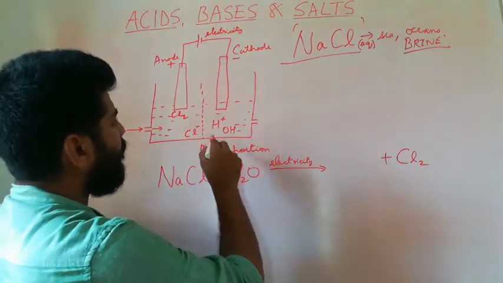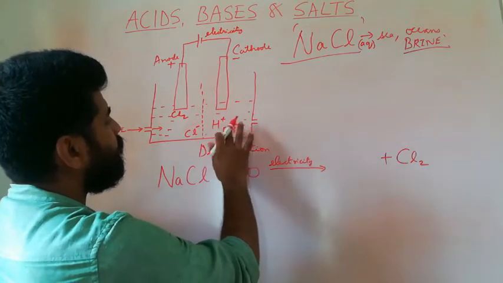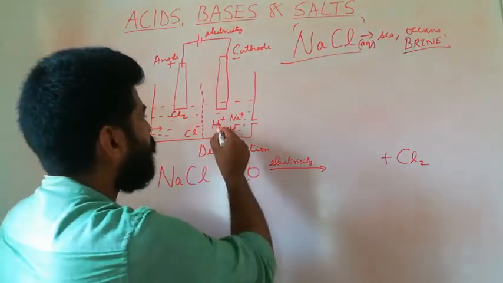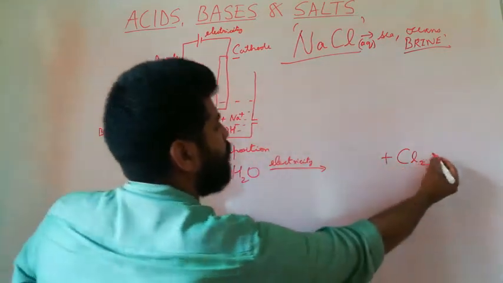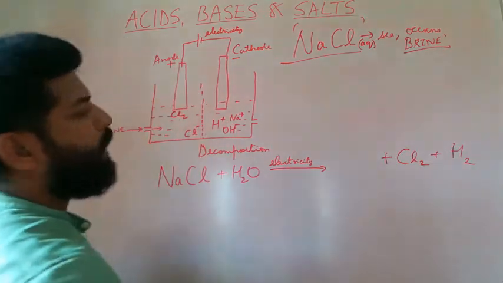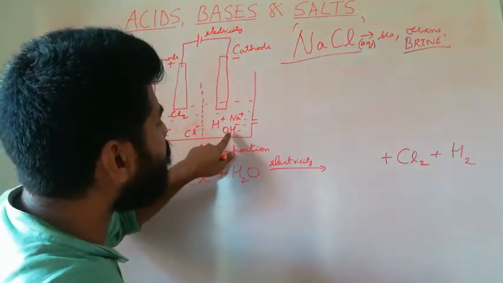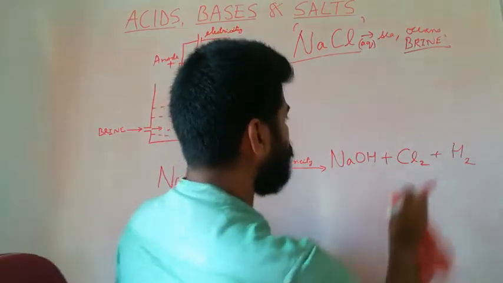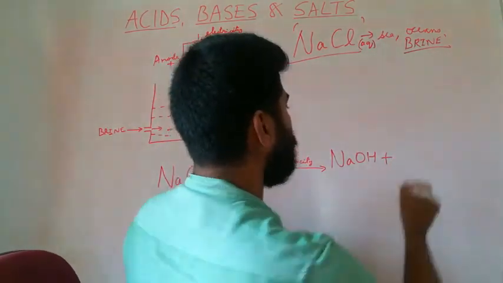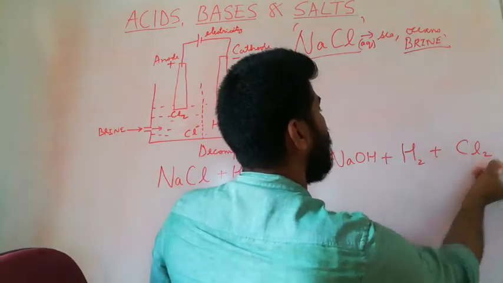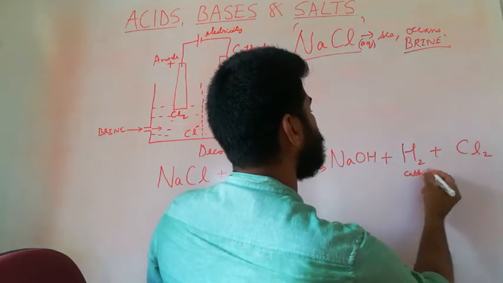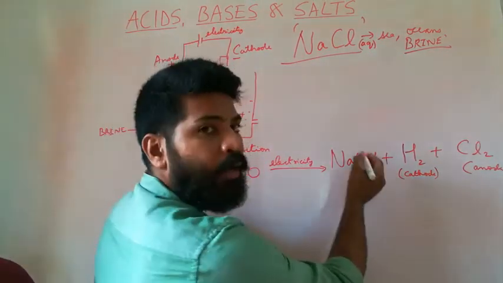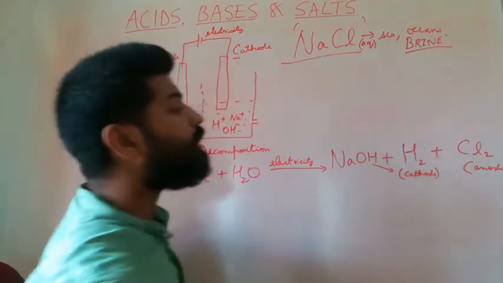The cations, that is H plus and sodium ions, will come to the cathode. So at the cathode, hydrogen gas is produced, and the sodium ions will combine with the hydroxide ions to produce sodium hydroxide. So the products that are formed are sodium hydroxide, hydrogen gas, and chlorine. Hydrogen gas is produced at the cathode, whereas chlorine gas is produced at the anode, and the sodium hydroxide is also produced near the cathode.